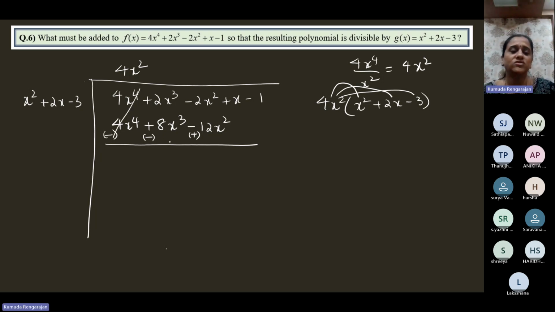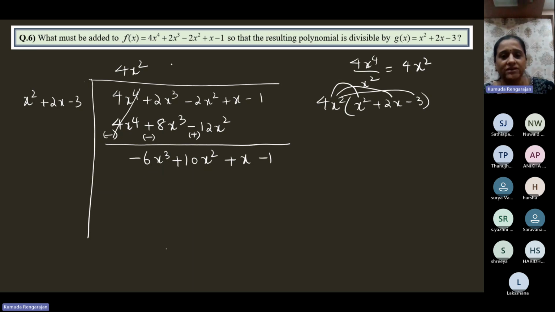Now 4x to the power 4 minus 4x to the power 4 is 0. Plus 2x cubed minus 8x cubed, take the new sign, forget the old sign, is minus 6x cubed. Minus 2x squared plus 12x squared is plus 10x squared. Bring the remaining terms down, whatever is not used. Three terms are used, so plus x minus 1 comes down. This is called the new dividend.